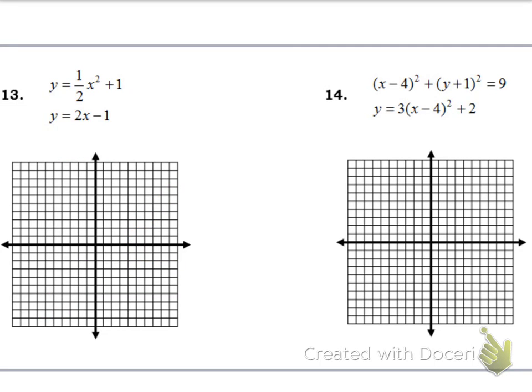Okay, our next one, let's go ahead and do the line first. So I start at -1. I go up 1, 2, to the right 1, or down 2 to the left 1.